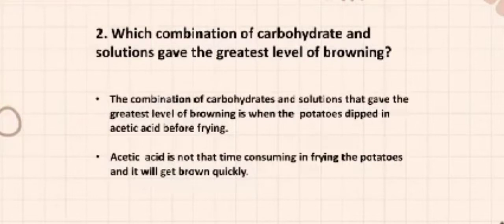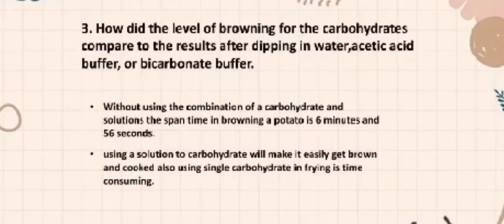Browning time of potatoes when combined with acetic acid is 2 minutes and 45 seconds, while with distilled water it will take 4 minutes and 45 seconds. On the other hand, when potatoes are combined with bicarbonate buffer, it will consume 3 minutes and 39 seconds. Number 3. How did the level of browning for the carbohydrates compare to the results after dipping in water, acetic acid buffer or bicarbonate buffer?